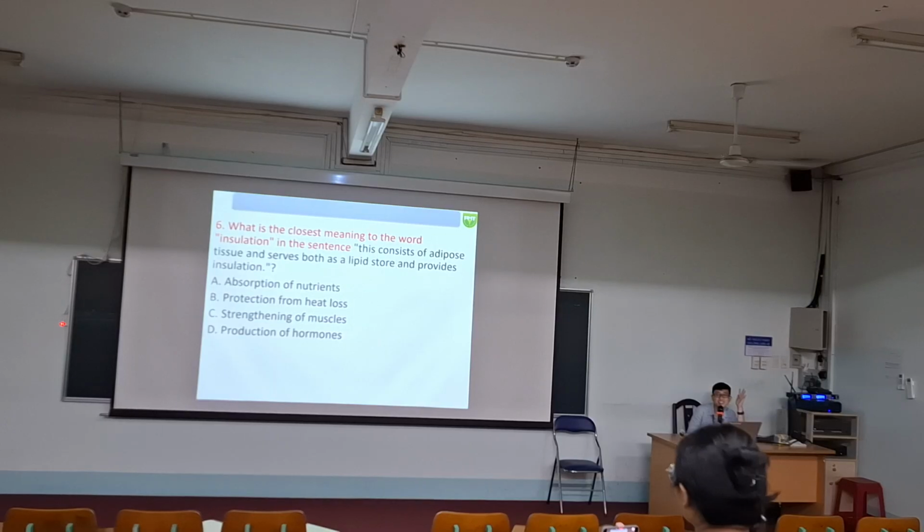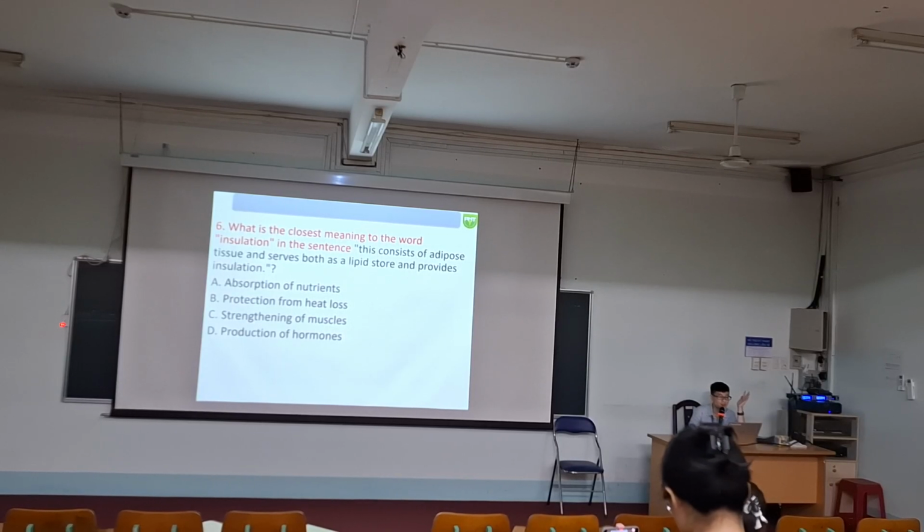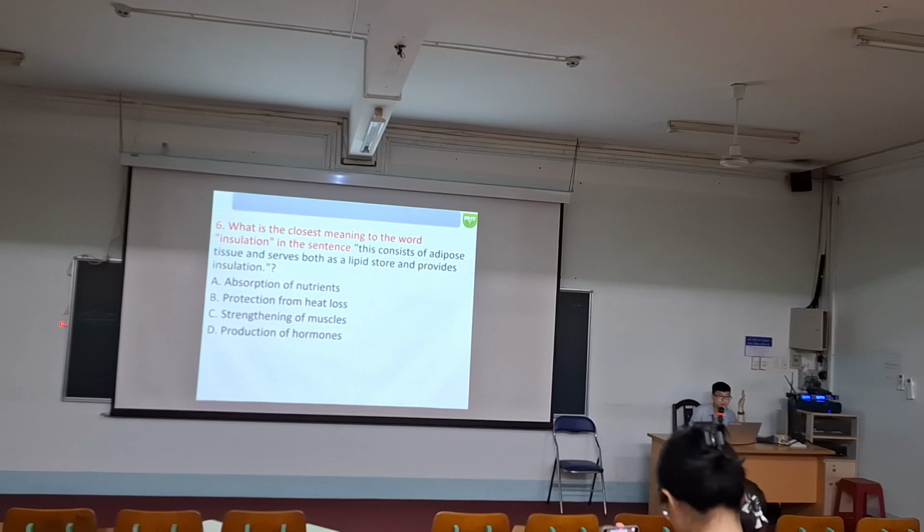Who else? Okay. C. Strengthening of muscles. No. D. Production of hormones. Choose D. But actually, insulation. The right answer is B. Protection from heat loss.